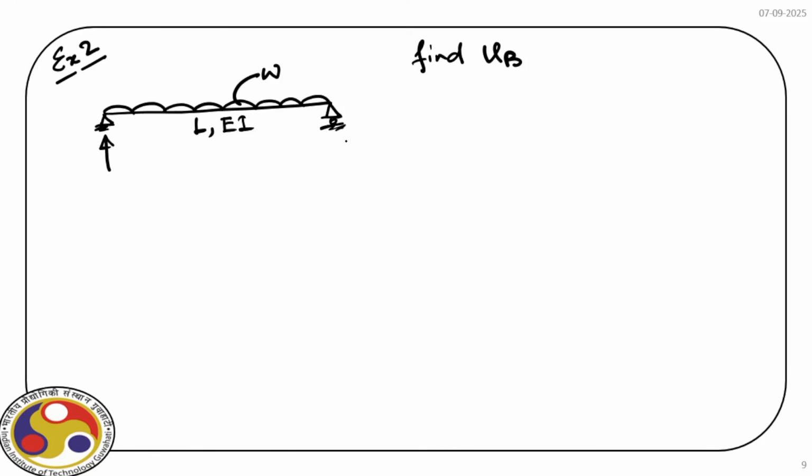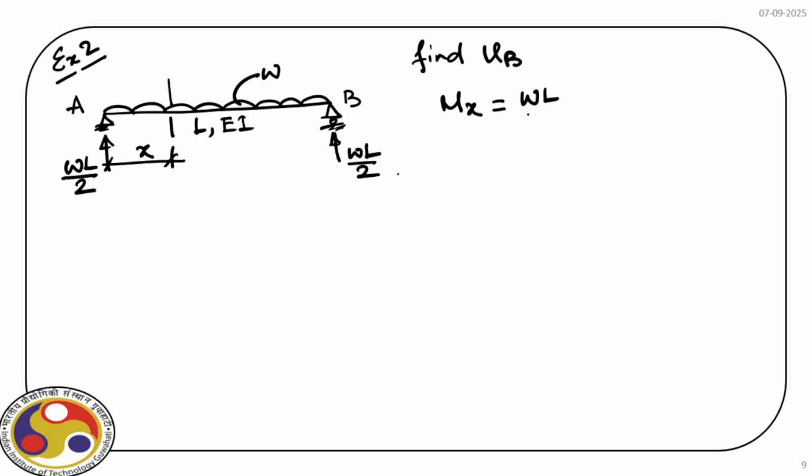For that again, let us solve the beam first. So we have the ends A and B and the reactions at the ends are omega L by 2, omega L by 2. Next what we do, we consider a section at a distance x and we find out what is Mx. Mx is equal to omega L by 2 times x minus omega x square by 2.